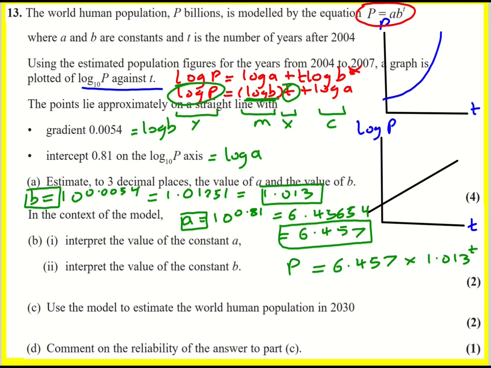We're then asked in the context of the model to interpret the value of the constant a, and I think it really helps to write this down because here is a. So when we substitute t equals 0 in, actually we'll get p equals a. It's like just doing exponentials. We have 2 to the x. Well, it's sort of 1 times 2 to the x. It always goes through 1 here. If you had 3 times 2 to the x, it would go through 3. It's what happens when x is 0. So A is going to be the initial population, or I should say the population in 2004, as predicted by the model.